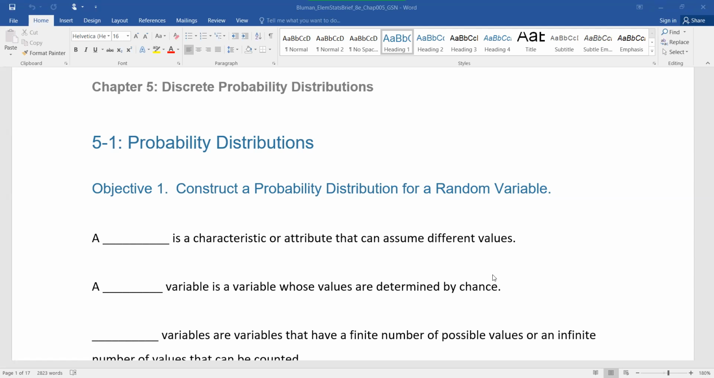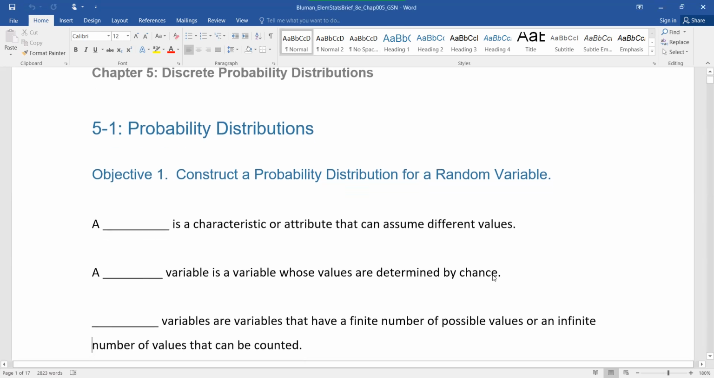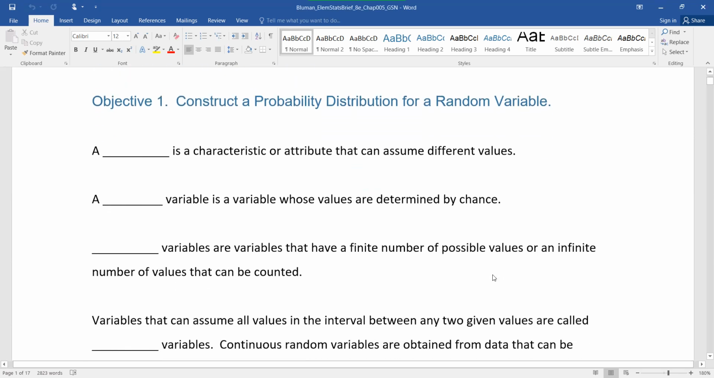All right, so let's go ahead and get into this. In chapter 5, we're going to be talking about discrete probability and distributions. 5.1 is probability distributions. So objective 1, we're going to construct a probability distribution from a random variable.